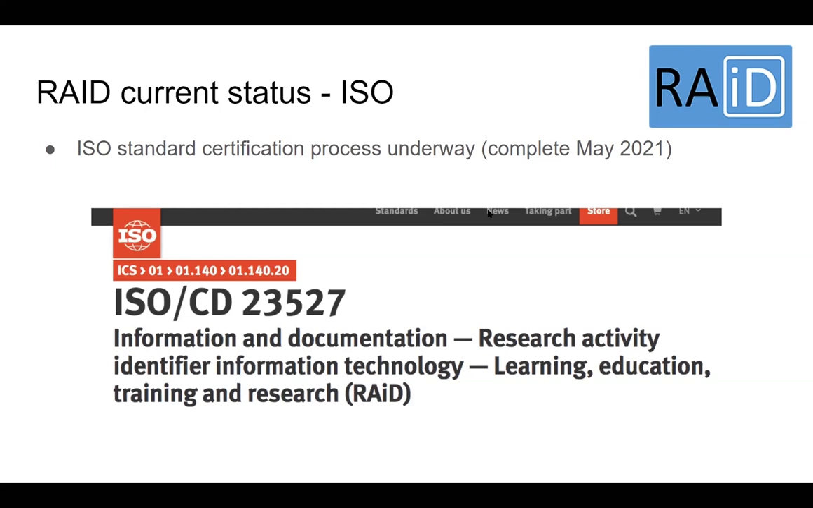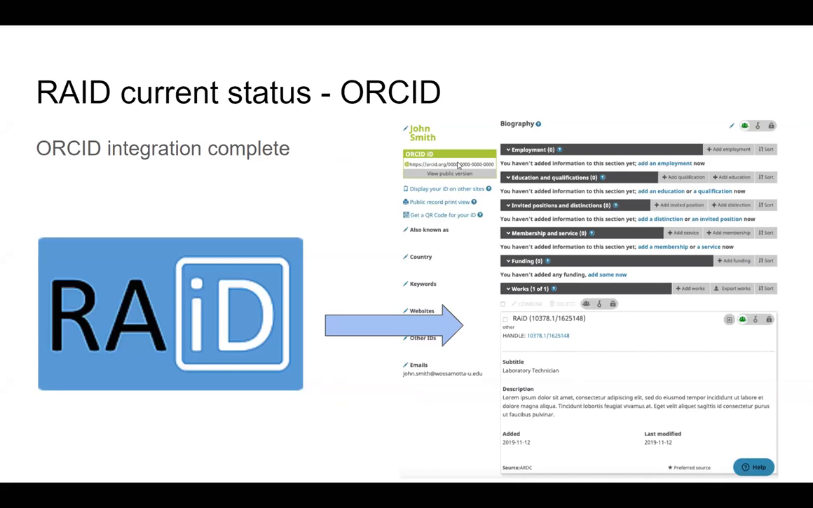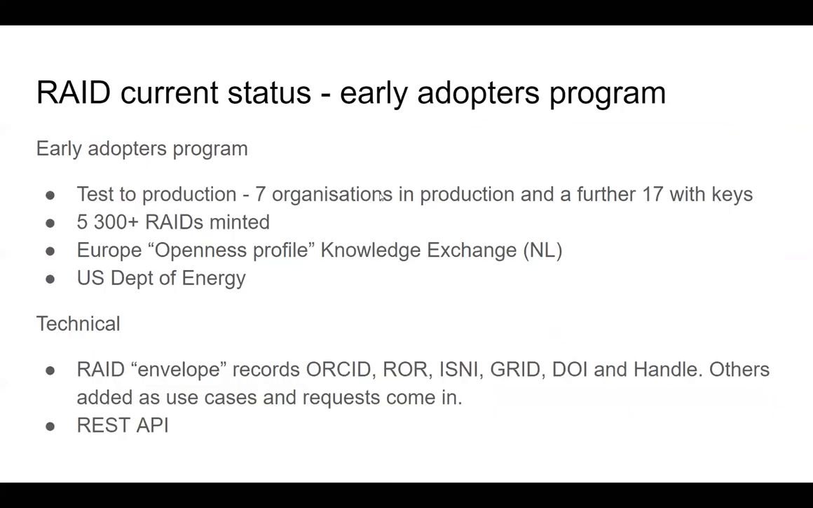So its current status is that the ISO certification process is underway, and we expect that to complete in May 2021. Next slide. And it also has an ORCID integration, so RAIDs can appear on people's ORCID profile, and that's in production now as a machine-to-machine thing. Next slide. So in terms of the early adopters program, we have a number of organisations in production and a further with keys to production, over 5,000 RAIDs minted, some interest from the openness profile, the US Department of Energy. The RAID envelope has a lot of identifiers already integrated with it, and we're looking at other use cases and to develop that as requests come in. Next slide.